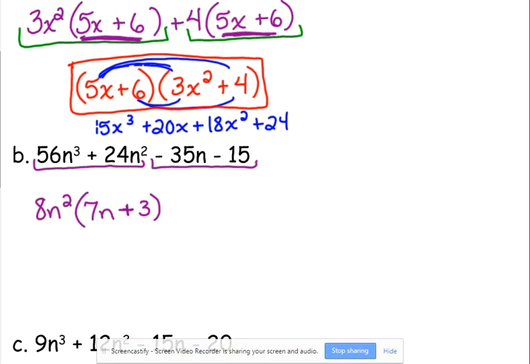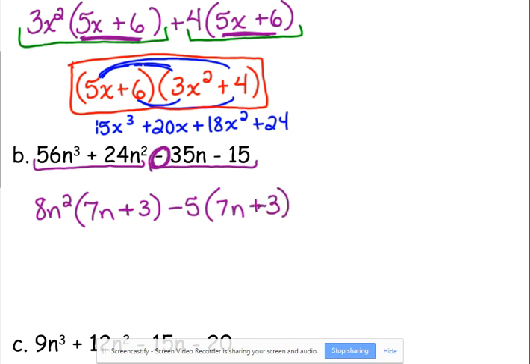Okay, negative 35 and negative 15, what do we need to take out? Negative 5. Whenever that leading term is negative, you've got to pull out the negative, okay? Or you're not going to get the same signs inside your parentheses. Negative 35 divided by negative 5 is positive 7n. Negative 15 divided by negative 5 is positive 3.